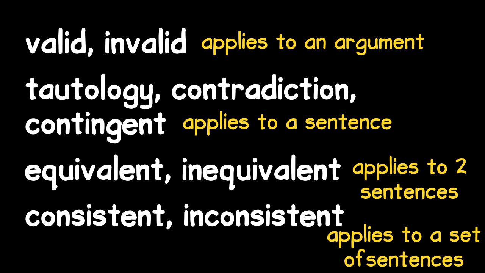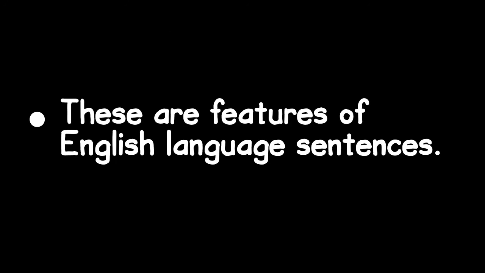Now this is an important point because, as we saw earlier, you can only ask if something's valid if it's an argument. Similarly, you can only ask if something's a tautology if it's a sentence. You can only ask if two things are equivalent if there are two things. You can't ask of one sentence whether it's equivalent. It doesn't even make sense. So when you're thinking about the concepts, when you're learning these logical concepts, keep in mind the kinds of things they apply to. Now, a final point.